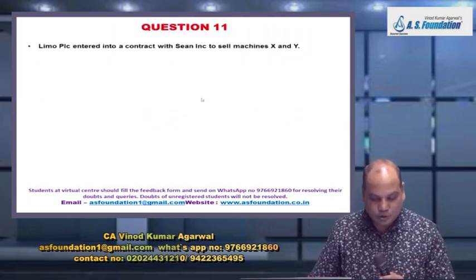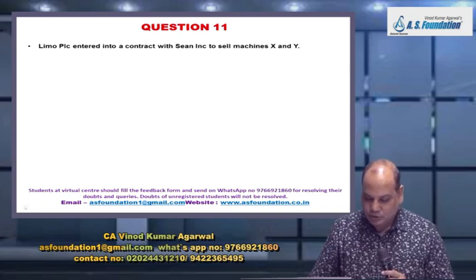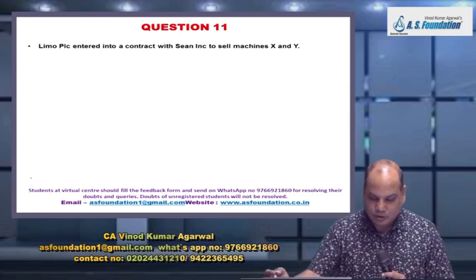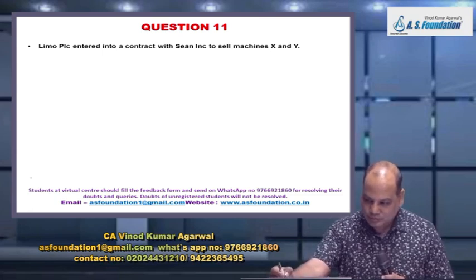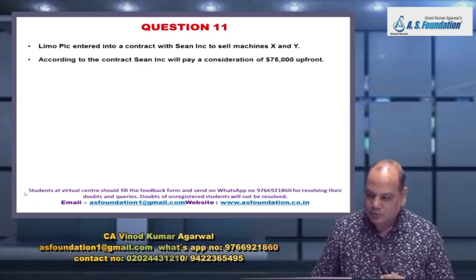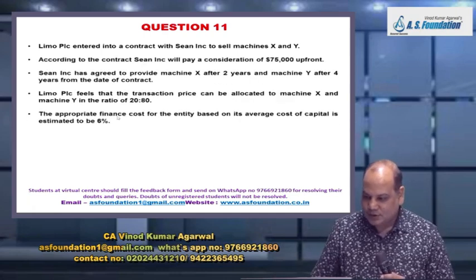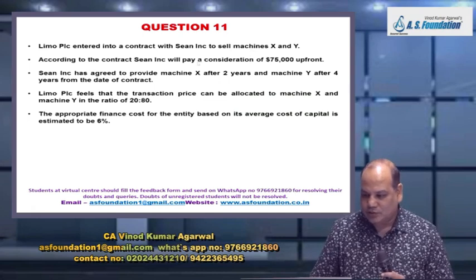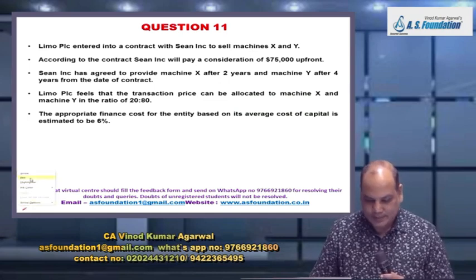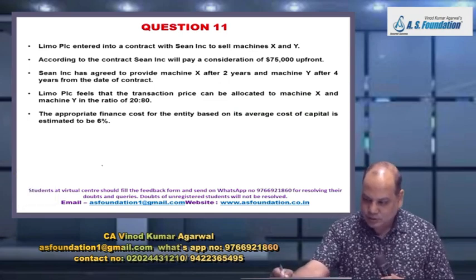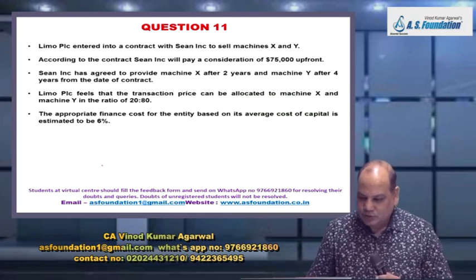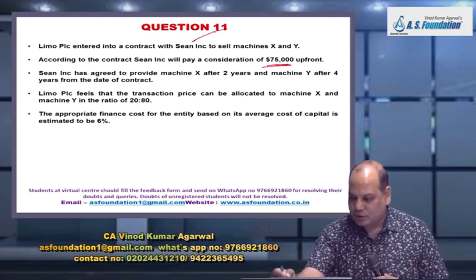Now one more example on financing arrangement with journal entries. In your book, this is question number 16. Limo PLC entered into a contract with CN Inc. to sell machine X and Y. According to the contract, CN Inc. will pay a consideration of 75,000 upfront.